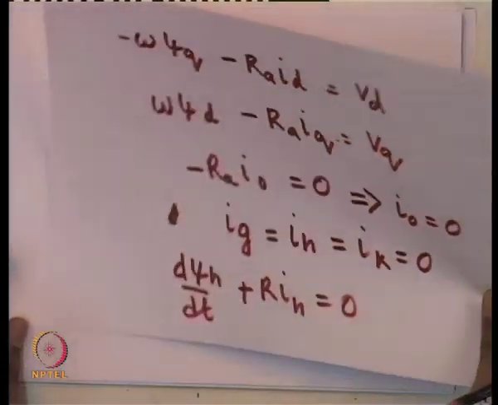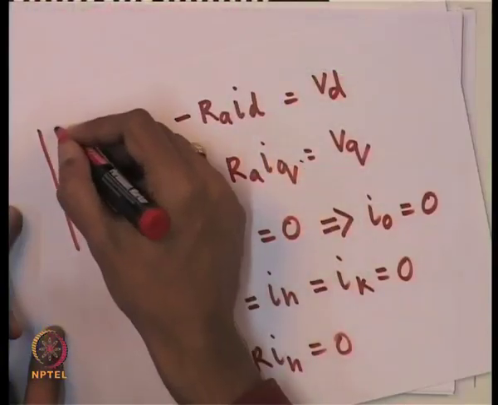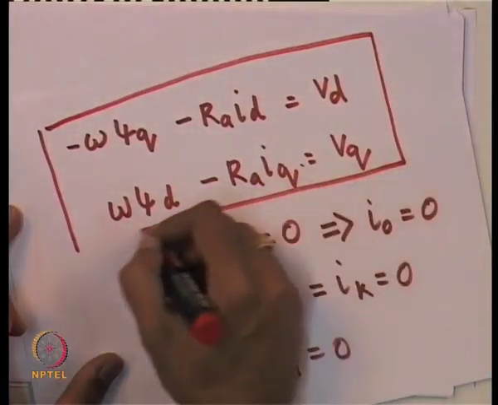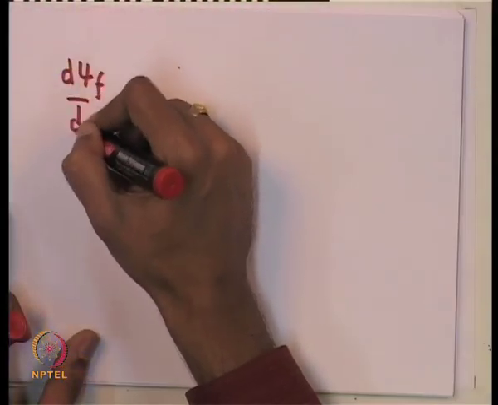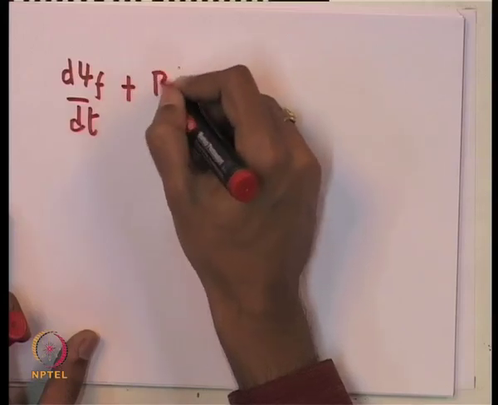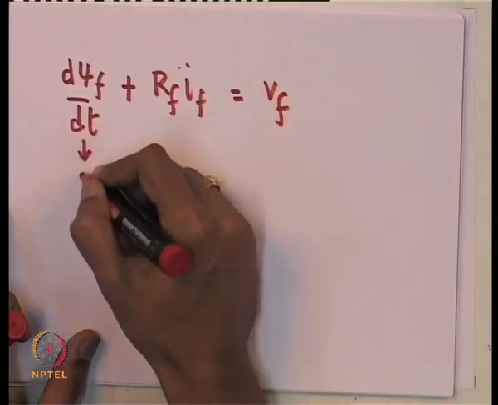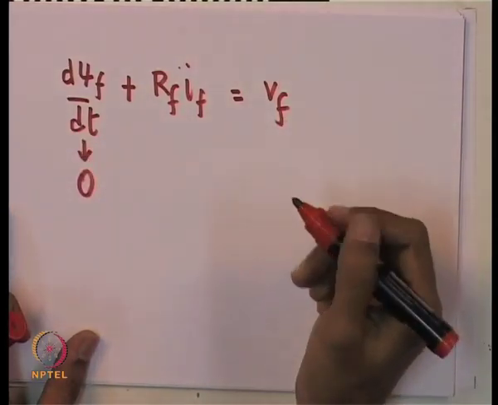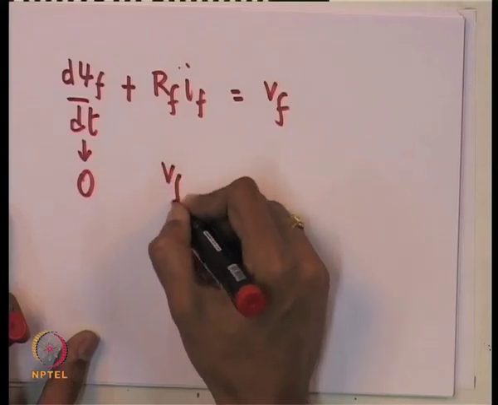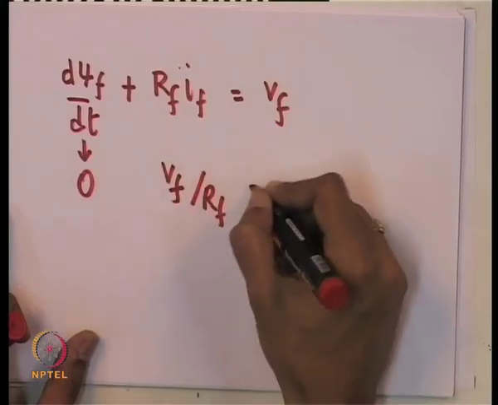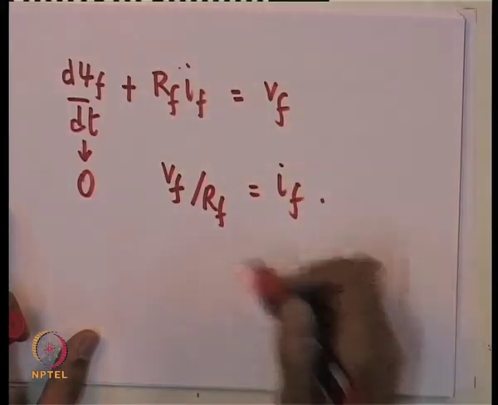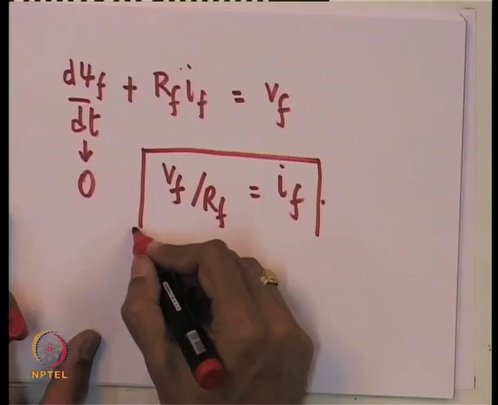So, what we have is these two equations here, and then we set this equal to 0 under steady state conditions. That means that V f by R f is equal to I f. So, this is our second equation of importance.